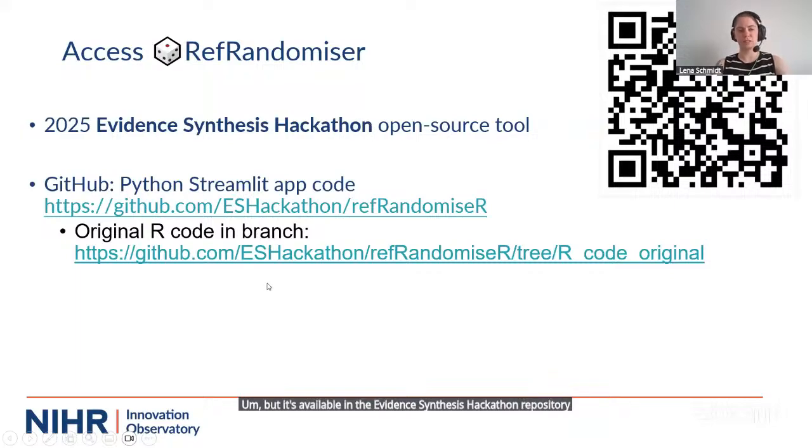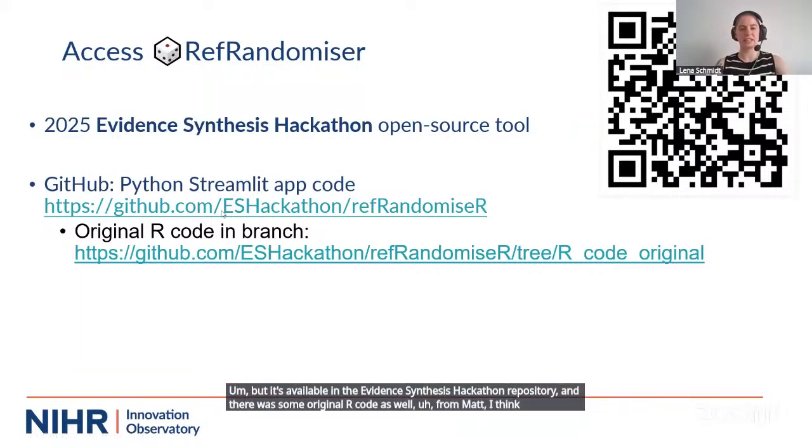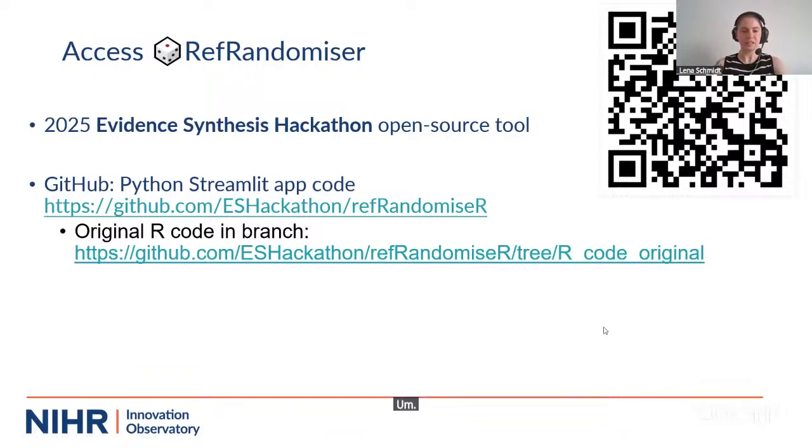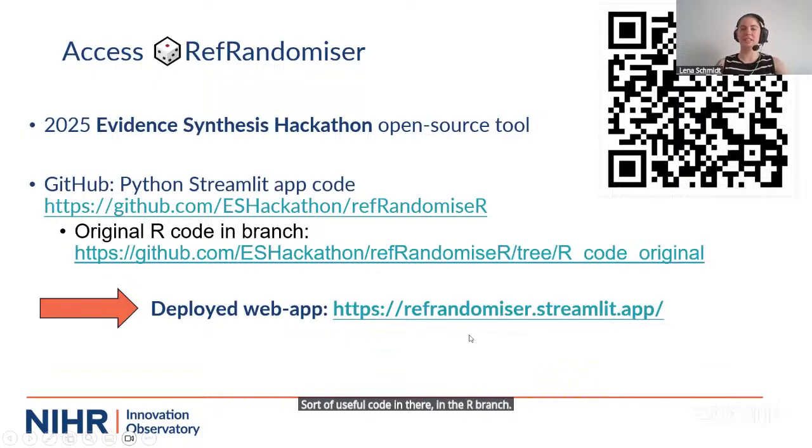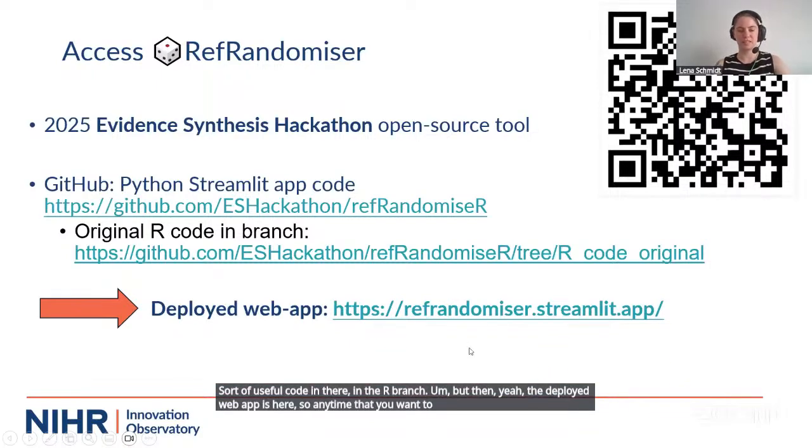And there was some original R code as well from Matt, I think. That is currently in a branch. So if you're looking at some of the R functions, or if you want to develop an R counterpart for this tool, there should already be some useful code in the R branch. But then, the deployed web app is here. So anytime that you want to split or randomize data, you can go there and use it.